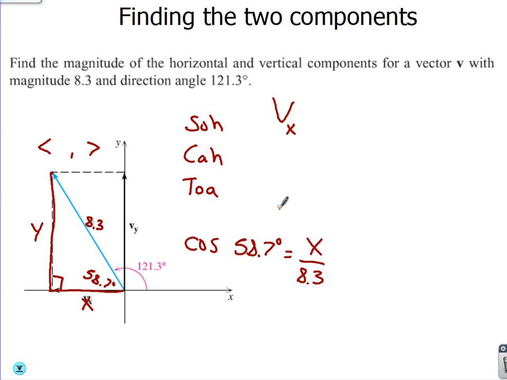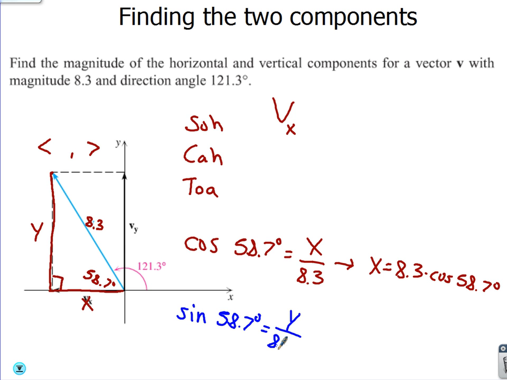So the x component will equal 8.3 times the cosine of 58.7. And you can type that in if you want to. But while you're doing it, let's talk about the vertical component. Vertical would be opposite that angle, and you've got the hypotenuse, so that'd be a sine problem. The sine of your angle is equal to the y component divided by 8.3. To solve this one, bring the 8.3 over, and your y component will equal 8.3 times the sine of 58.7.